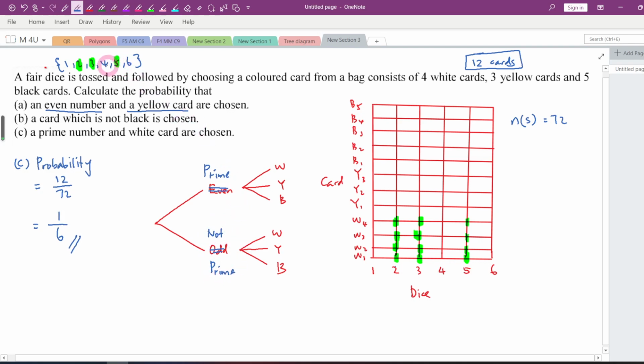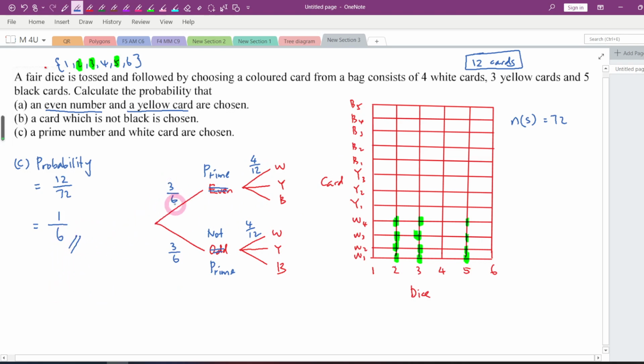Okay. So how many prime number we have here? 3. So it's still the same, 3 over 6. Here also 3 over 6. Always double check the sum of the probability for all the branches must be always equal to 1. Okay, we want white card. So it will be here. White 4 out of 12. 4 out of 12.